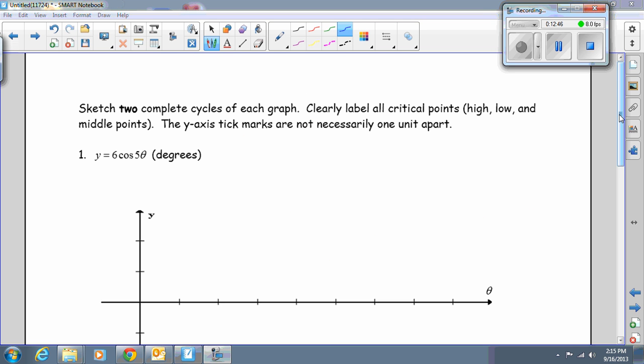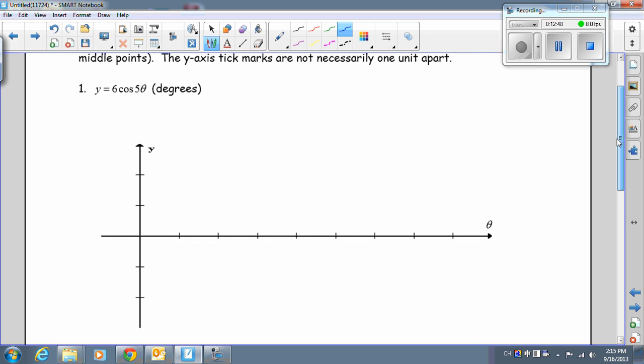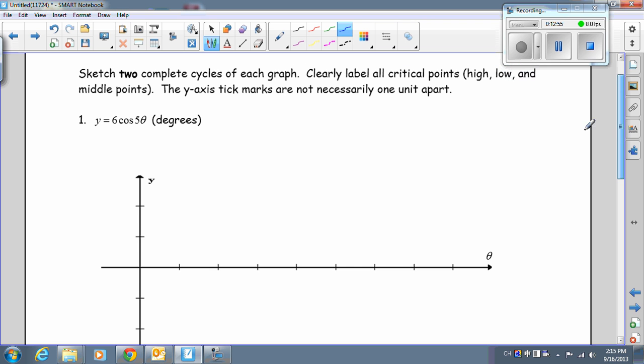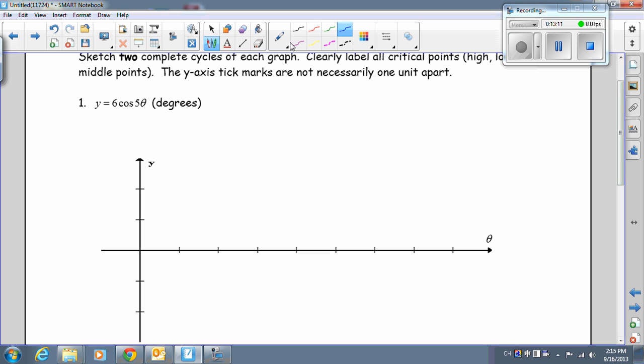Alright, let's go ahead and practice with this problem. It says y is equal to 6 cosine 5 theta degrees. The first thing you have to understand is the amplitude is 6. So for this type of problem, once again, we will be able to move the sinusoidal line. But on this problem that we have in front of us, the sinusoidal line remains the axis. So let's go ahead and start by analyzing it.